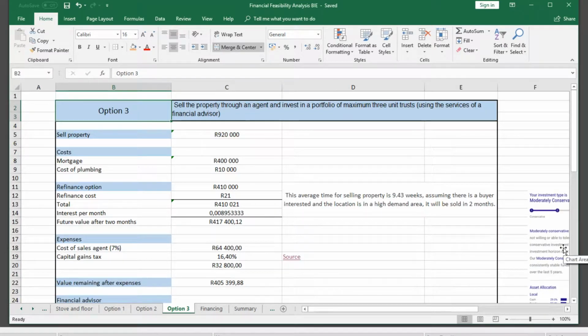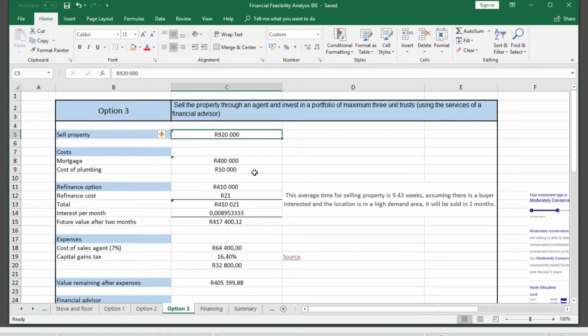Option 3: selling the property through an agent and investing in a portfolio of a maximum of 3 unit trusts using the services of a financial advisor. First, when we sell the property, we get 920,000 Rand. We will then have to pay off the mortgage as well as other expenses. However, we won't sell this property immediately today. We expect to sell it in 2 months, as it is a high demand area.